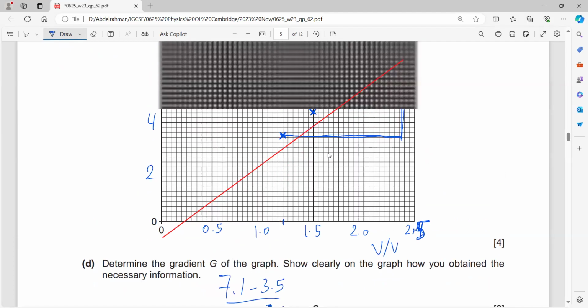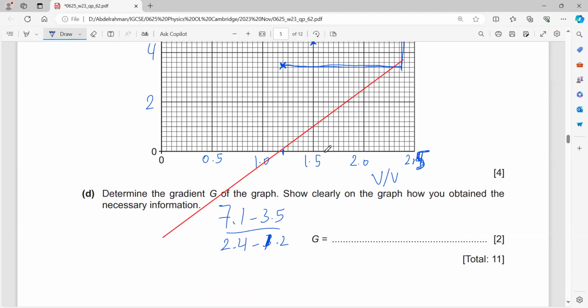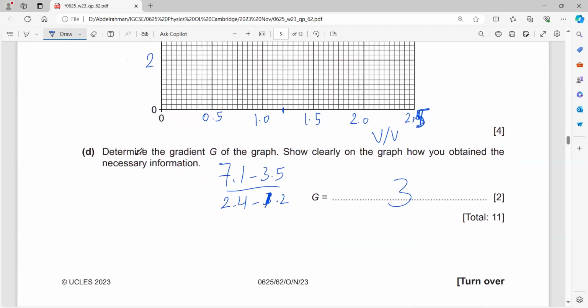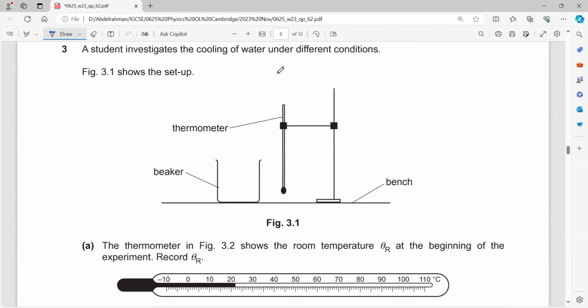Let's calculate it quickly. Someone calculate it for me. It will be 3. So the gradient is now 3. That's it. That is correct. Let's remove this line. Moving on to the next question.